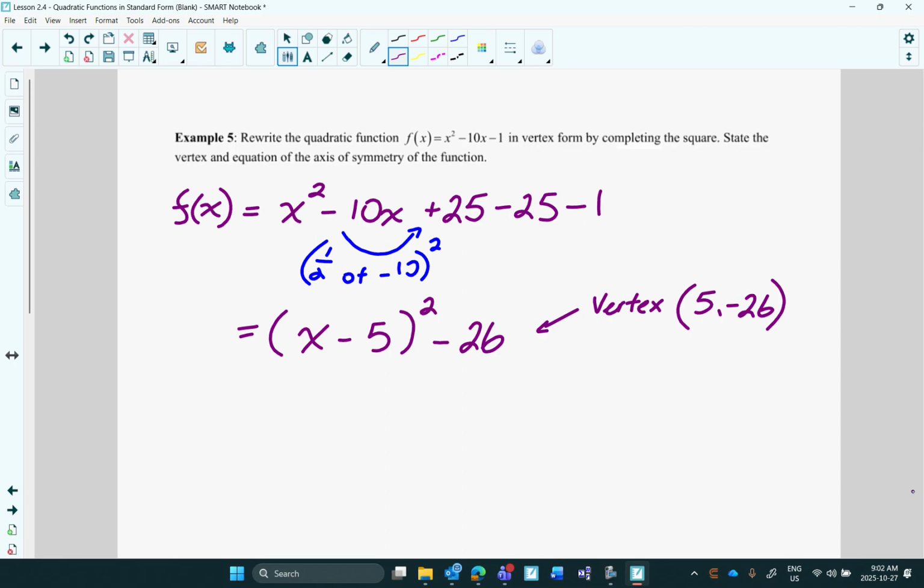Remember, it has to be in subtraction form to read h. So if it's x minus, h is just this number. If it's x plus, h is the negative of this number. And what's the axis of symmetry? Remember how to find that if we know the vertex? x equals 5. It's just the x vertex. Okay.